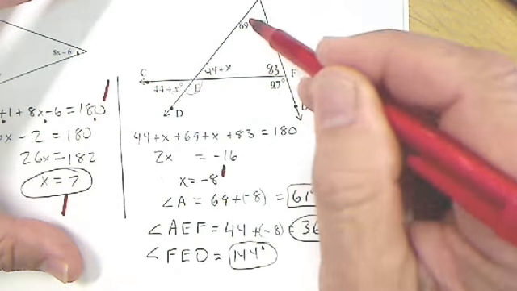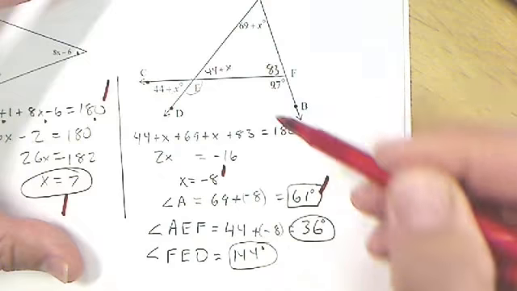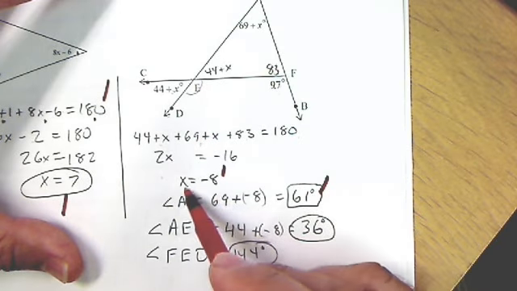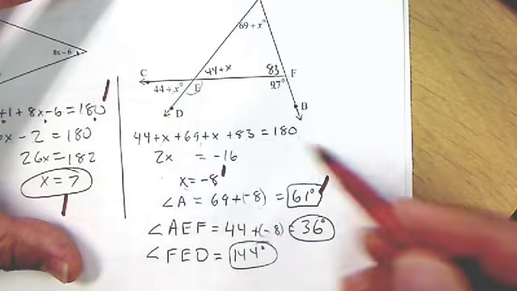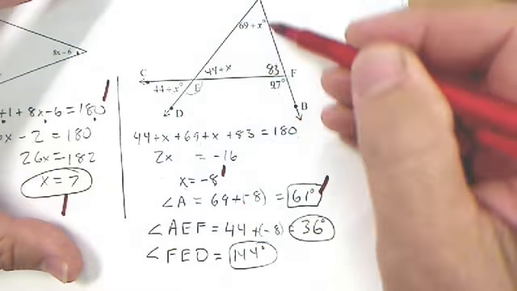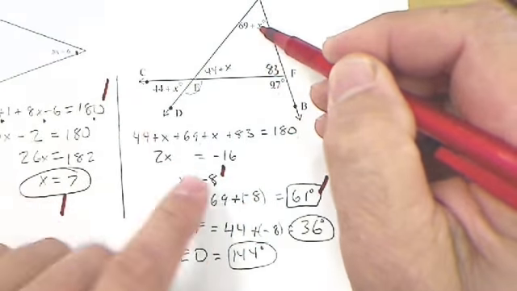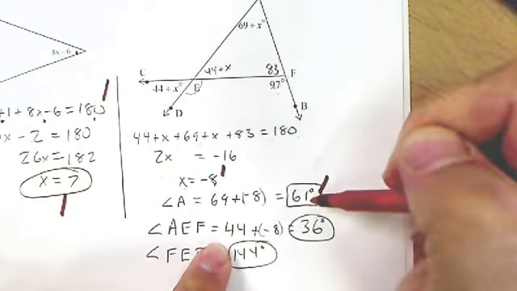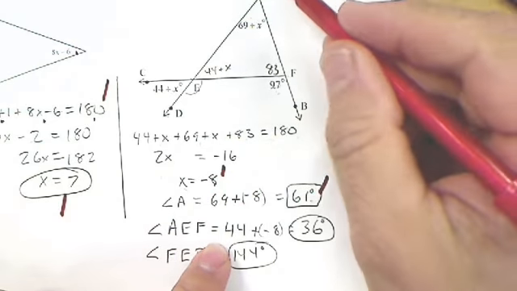The interior angles of a triangle add up to be 180. So I wrote my equation. All three angles add up to be 180. X equals negative 8. Plug negative 8 in for the A, or X here to find the A. And that's how I got 61. Do it for all the different angles.